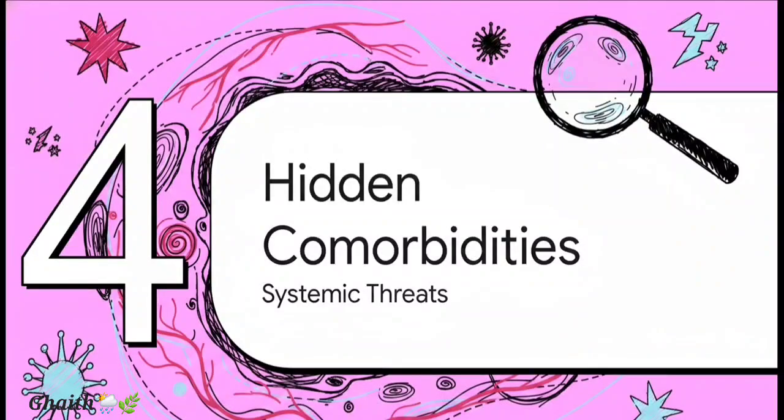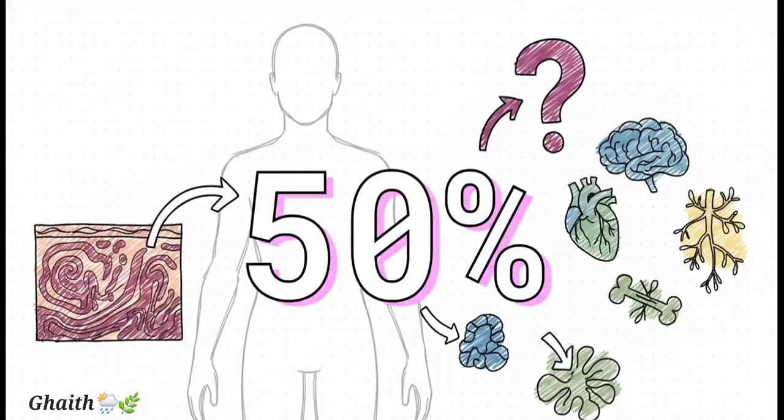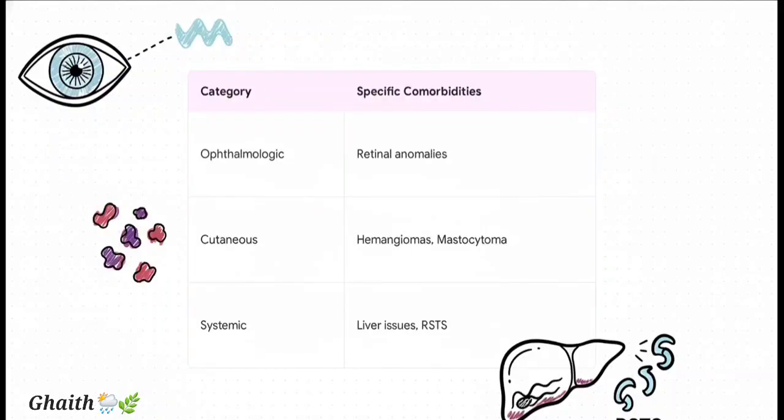Let's jump to Section 4, Unmasking Hidden Comorbidities. 50%. I literally cannot emphasize this critical statistic enough. Exactly half of all the CMTC patients in the recent cohort presented with a comorbid disorder. This completely shifts our understanding of the disease, right? CMTC is not just a pure skin issue, it is a systemic concern. If you're only looking at the skin, you're quite literally missing half of the disease. So, what exactly are these hidden threats?